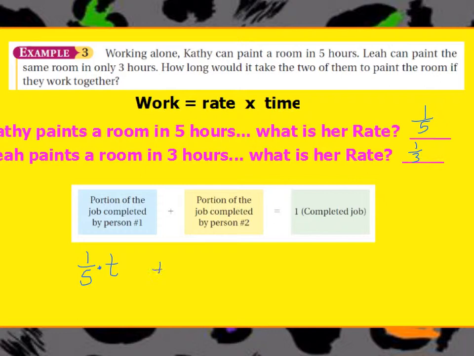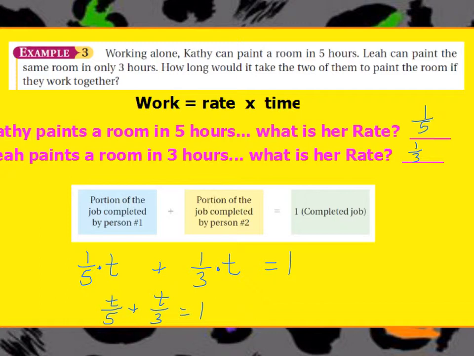Okay, now let's add to that the work that Leah can get done. Leah's rate is 1/3, but they're going to both be working for the same length of time. They're going to work till the job gets done. So her time is also T. That's the rate times the time. And that's going to equal 1 completed job. To clean this up a little bit, 1/5 times T is really going to look like T over 5 plus T over 3 equals 1. And that right there is the equation that we need to solve this problem.